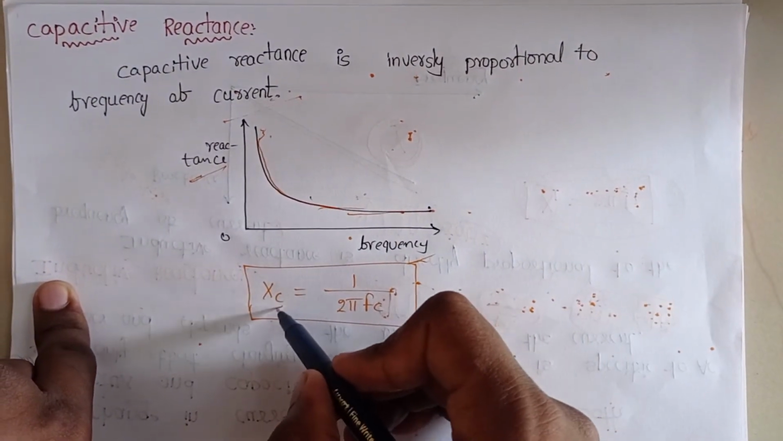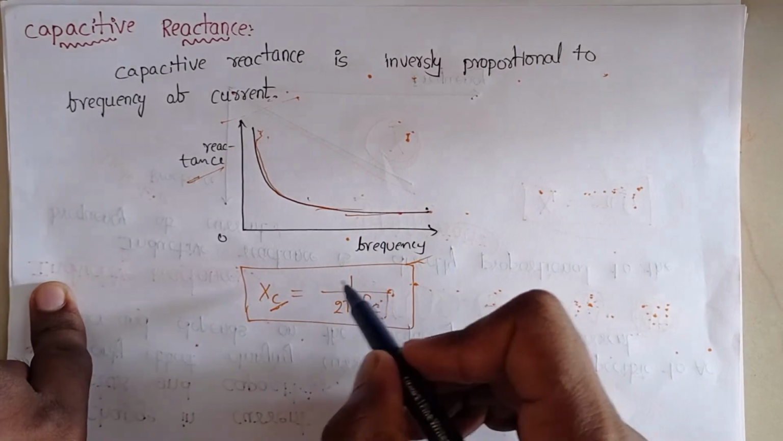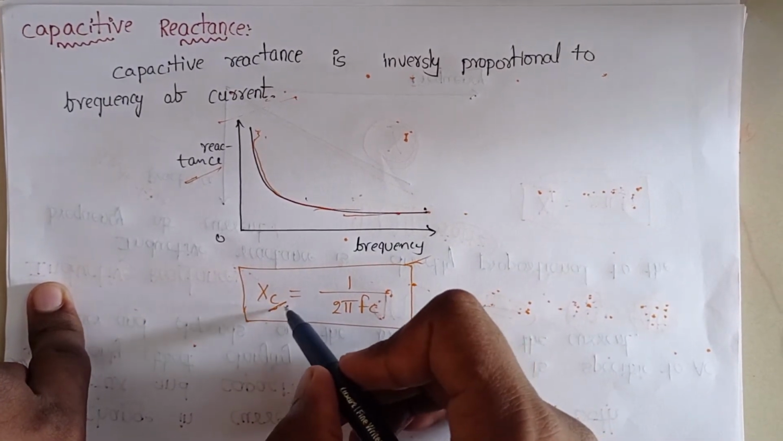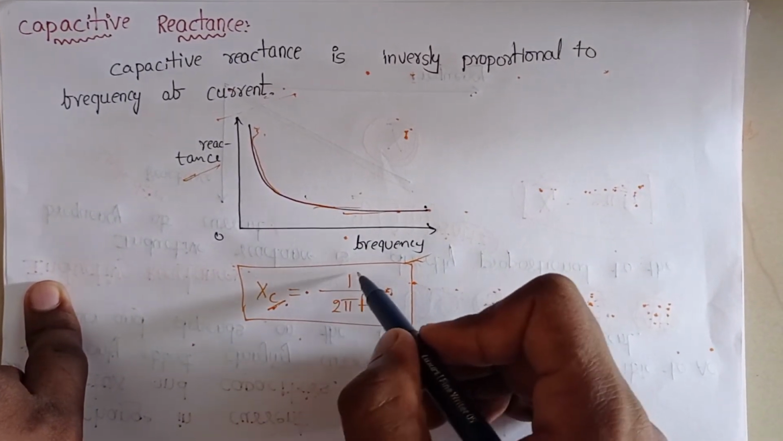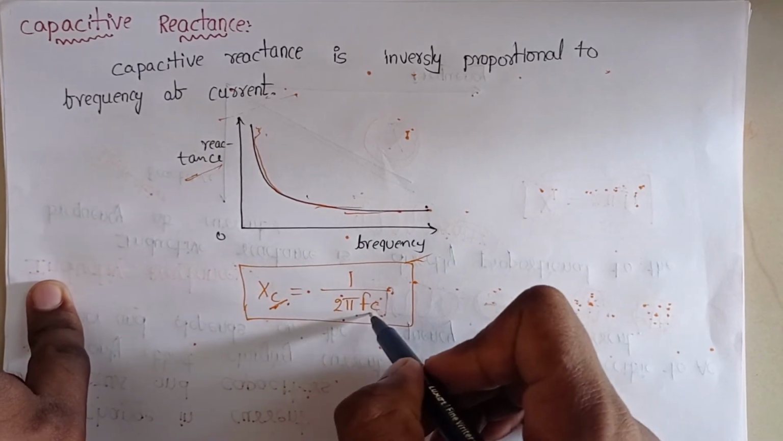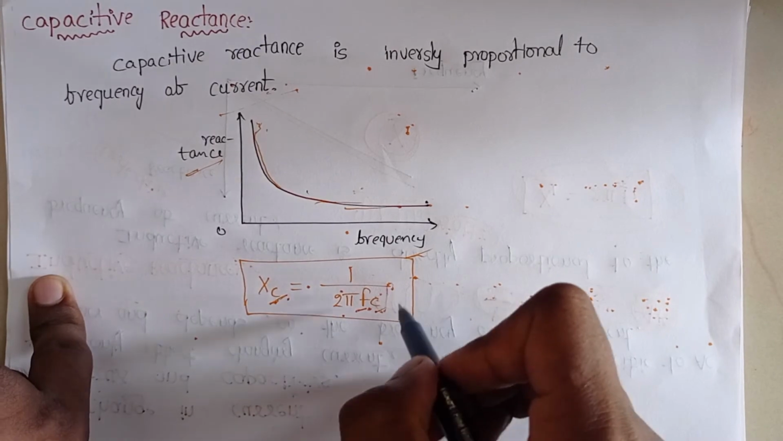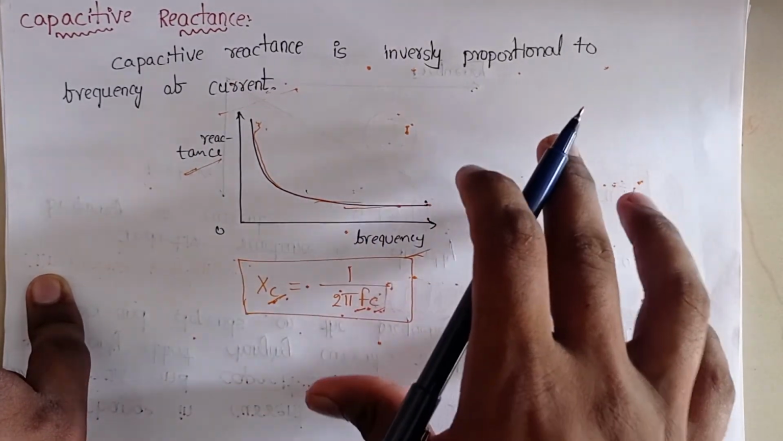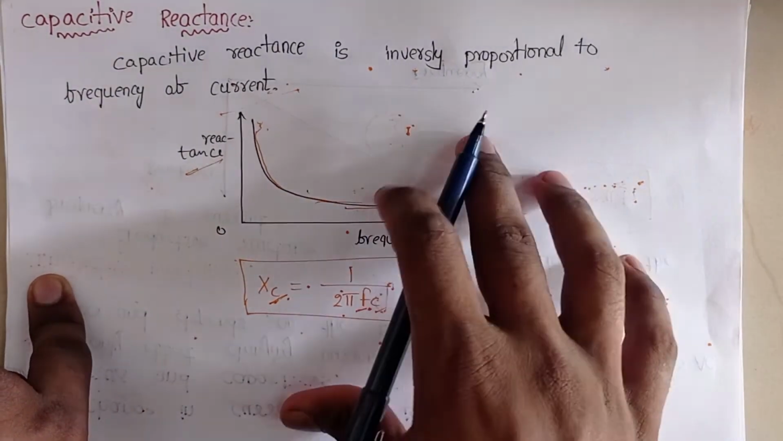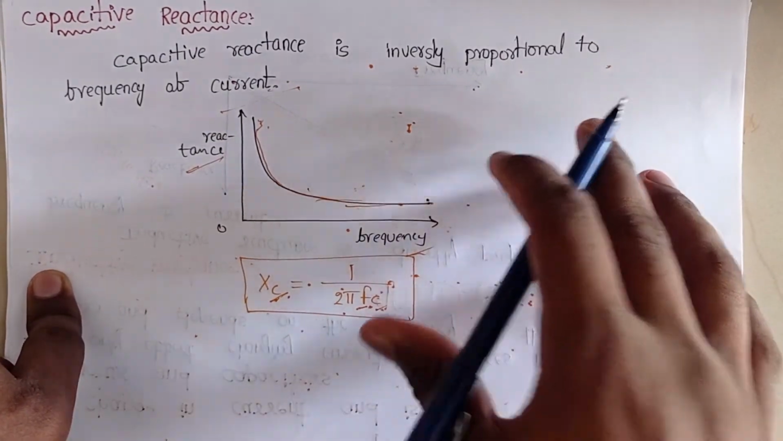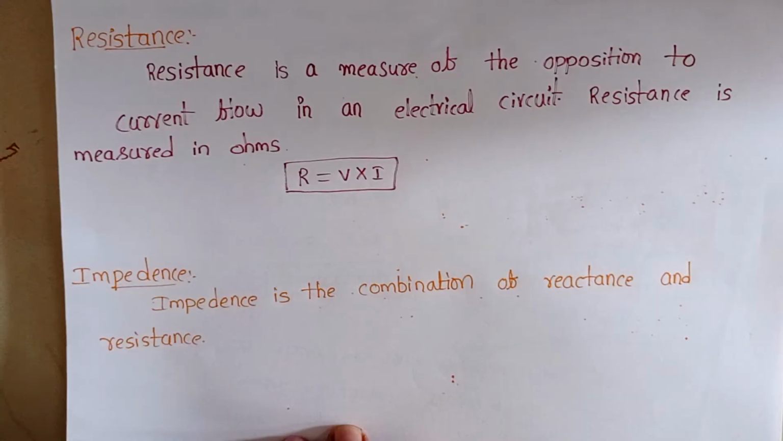Capacitive reactance is denoted by Xc, and it is calculated using the formula Xc equals 1 by 2 pi FC. F is the frequency of the current, C is the capacitance of the capacitor. This is about reactance. Next, see resistance.